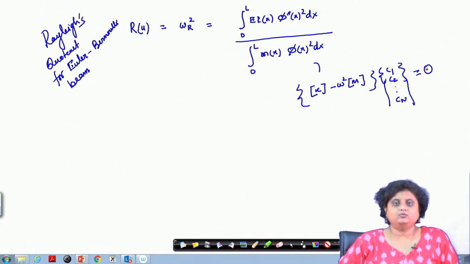So, with this we are going to end today's lecture. In the next lecture, I will talk about another approximation method which is called the collocation method. The collocation method will also be used to solve the mode shape and natural frequency of a beam and a bar having complex geometry. Thank you.